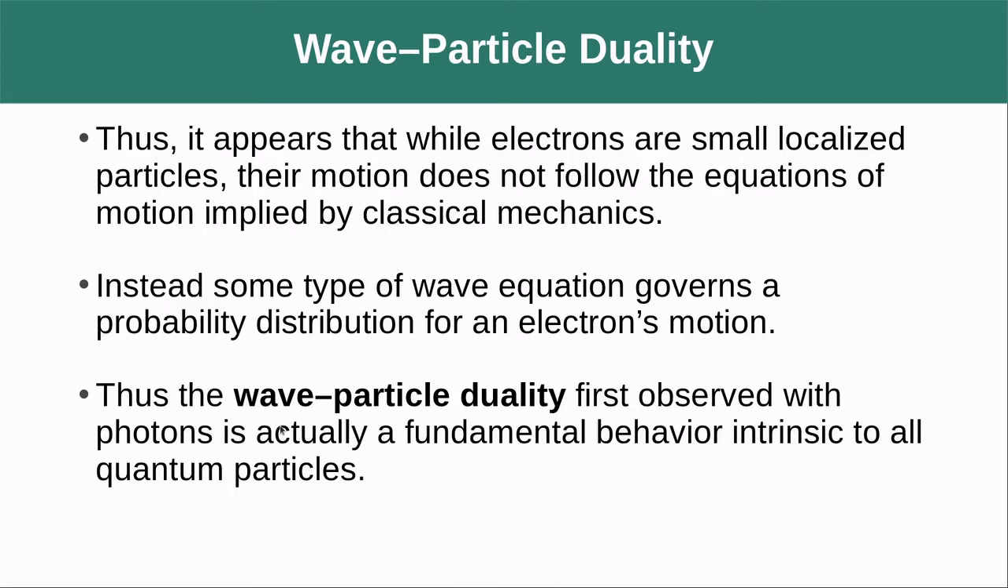So it appears that while electrons are small localized particles, their motion doesn't follow the equations of motion implied by classical mechanics. They don't work quite the same as a baseball thrown or something like that. Instead, they travel as some kind of wave that we can describe using something called a wave equation.